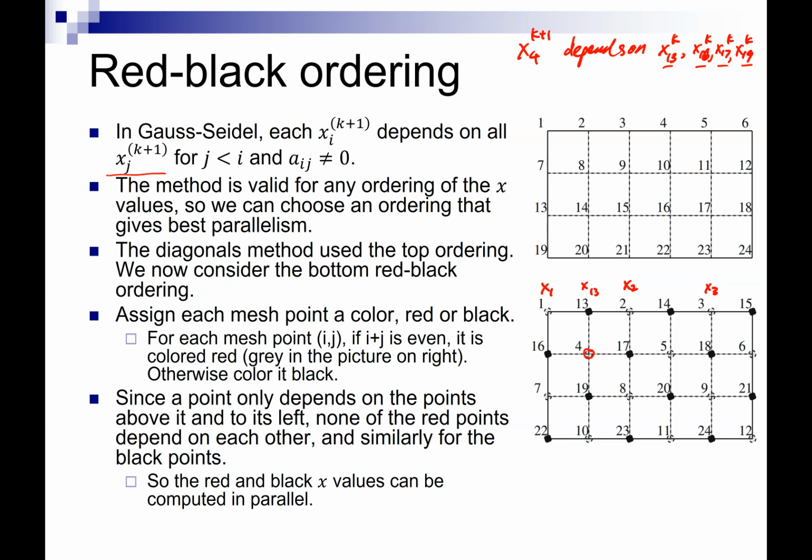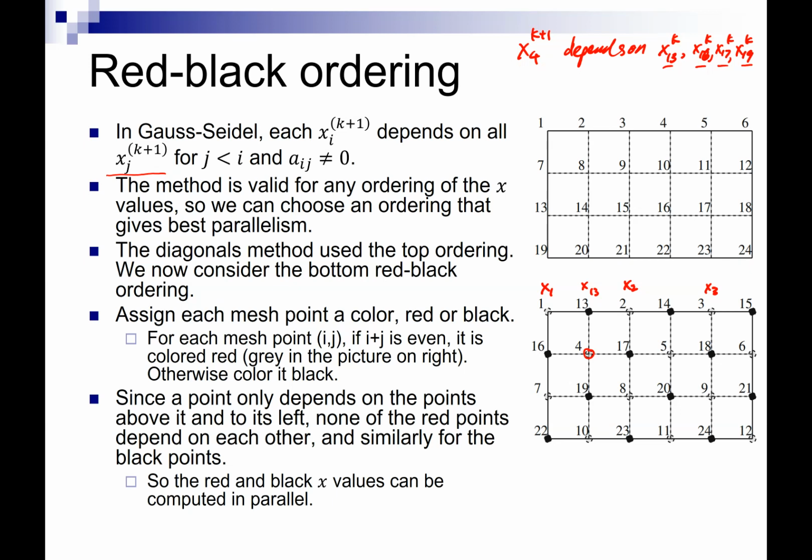All right, so what this tells you is that you can actually compute all of these red values in parallel. Because if you take any red value, it only depends on black values, and the black values have higher indices than the red values. Since they have higher indices, you only need their values from the kth iteration, not the k plus first iteration. So you can do all the red points for iteration k plus 1 in parallel.